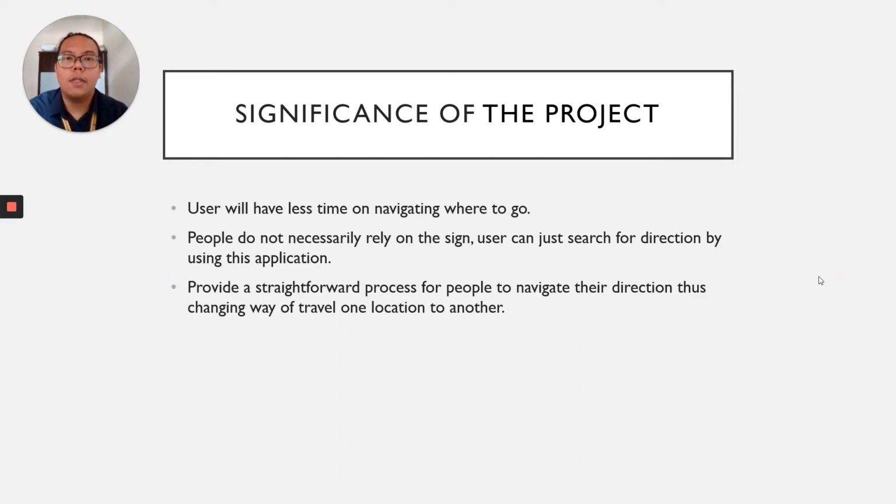The significance of the project: users will spend less time on navigating where to go. People do not necessarily rely on the signs. Users can just search for the direction by using the application. And it provides a straightforward process for people to navigate their direction.